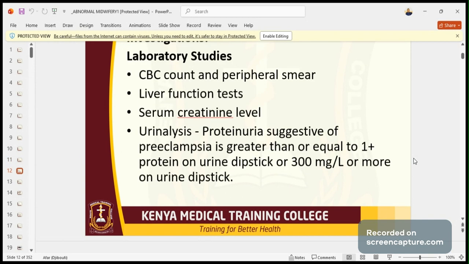Laboratory studies: we go for lab work, and the complete blood count is also important to check and rule out anemia and infection. Peripheral smear is also important to check, even for malaria and all that. Liver function tests to check the liver enzymes and whether there is pathology in the liver. Serum creatinine level as well to check on the kidneys. Okay, because you see proteinuria is there, so we have to check. Urinalysis: proteinuria suggestive of preeclampsia is greater than or equal to +1 protein on urine dipstick, or 300 milligrams, or 0.3 grams per liter or more. Okay.